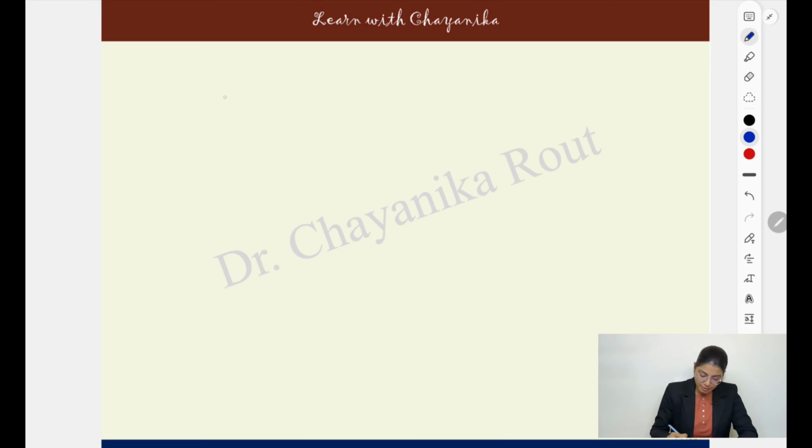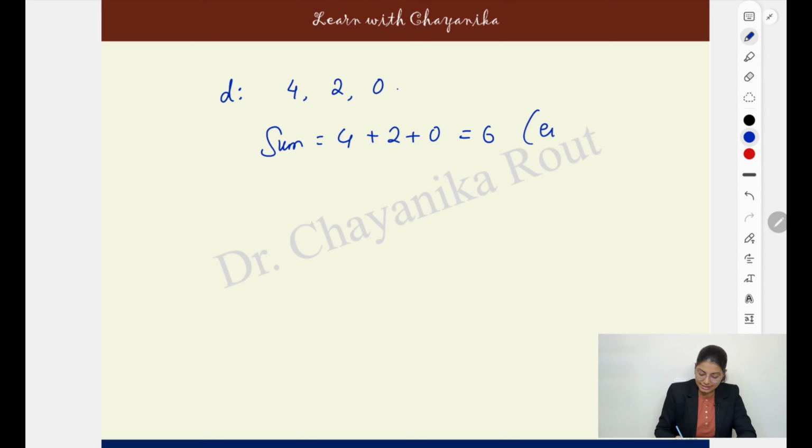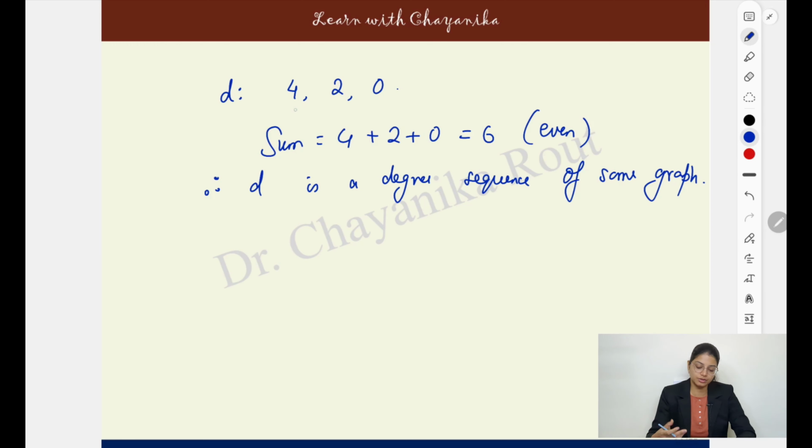Let's take another example. Suppose I have this sequence 4, 2, 0. Now here the sum of the terms is 4 plus 2 plus 0, that is 6, which is even. Immediately we can conclude that D is a degree sequence of some graph. And what do we mean by this? We mean that a graph is possible to be drawn with this sequence as its degree sequence.